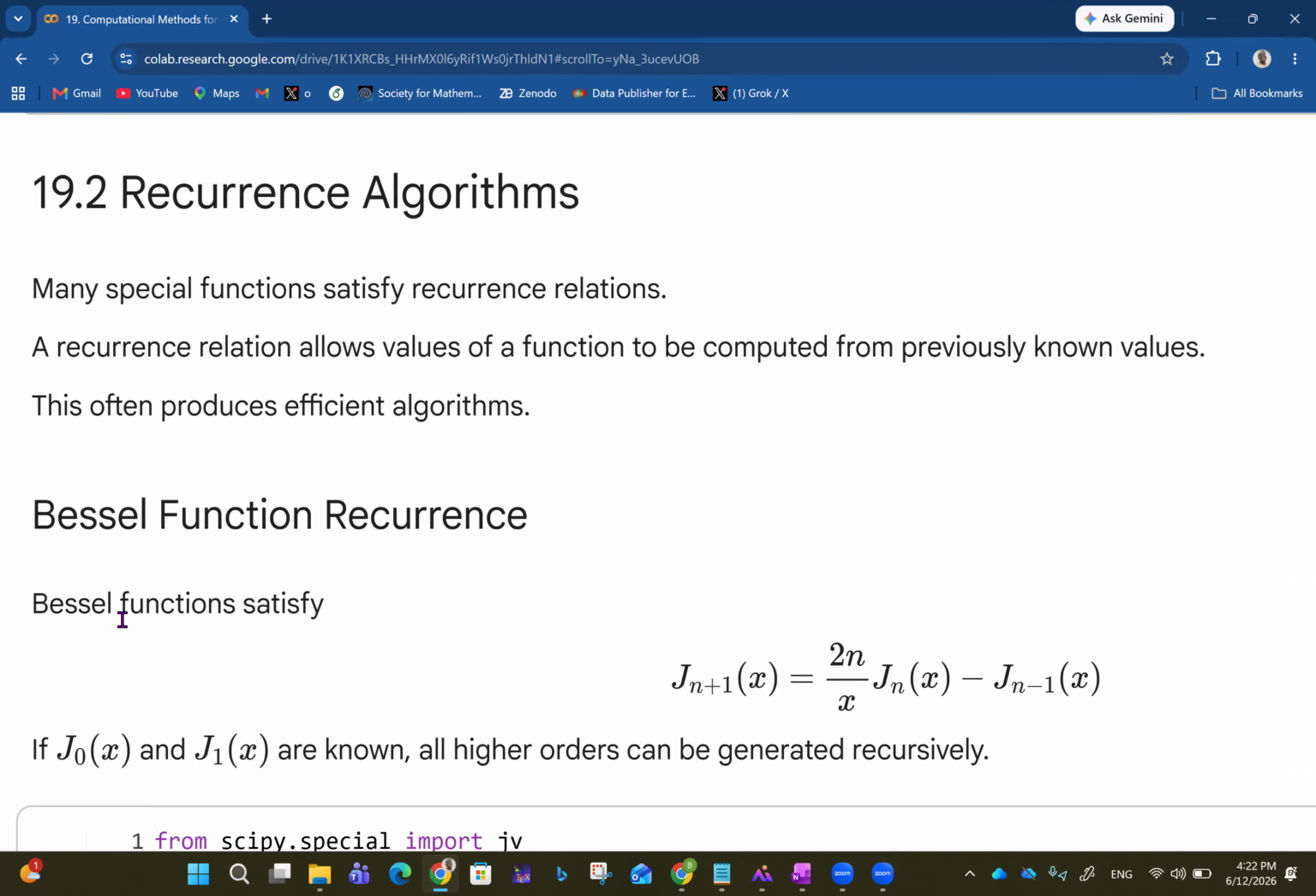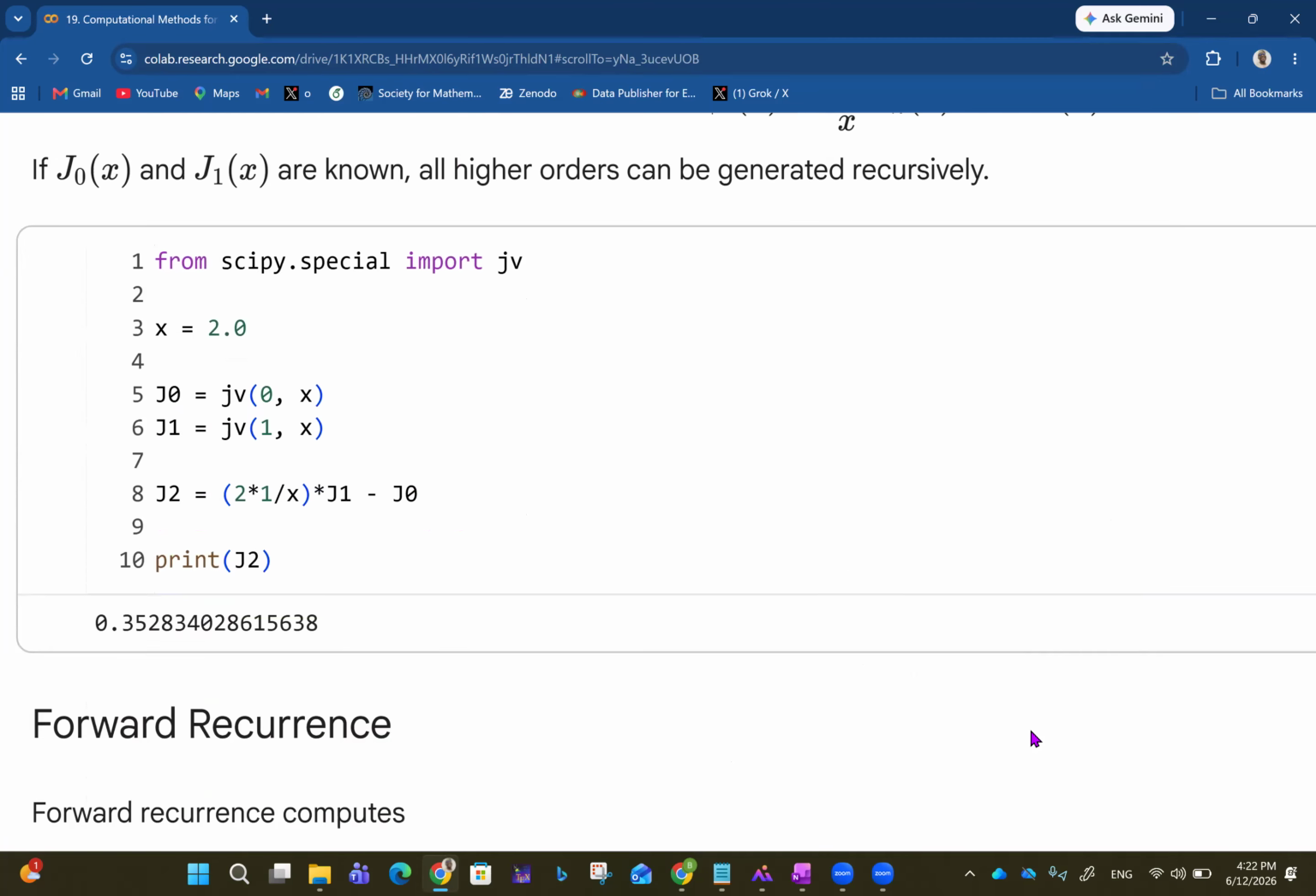Bessel function recurrence, for instance, satisfies the fact that J sub n plus 1 of x is 2n over x, J sub n of x, minus J sub n minus 1 of x. So in this case, if you have n to be 1, then J sub 2 of x will be 2n over x, J1 of x, minus J0 of x. That means once you have J0 of x and J1 of x, once you know those two, all higher orders can be generated recursively, basically. So that's the idea of recurrence algorithms.